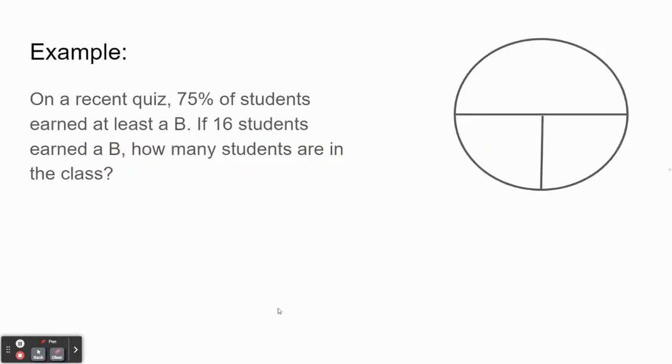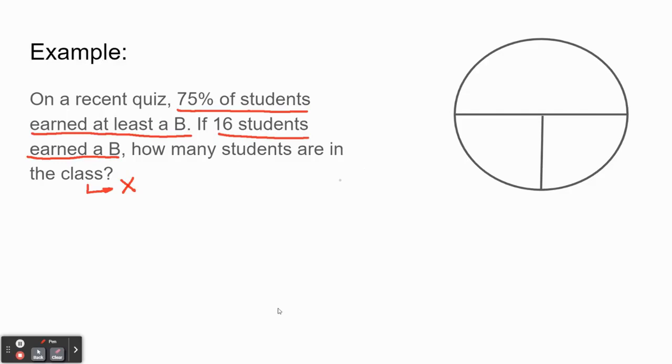So our example problem for today. On a recent quiz, 75% of students earned at least a B. If 16 students earned a B, how many students are in the class? Right off the bat, we know a couple of important things. We know that 75% of students earned a B, and we know that there are 16 students who earned a B. So we know that 75% and 16 are the same thing in this case. We don't know, however, how many students are in the entire class. Since we're going to be setting up an equation to help us solve for the unknown, we can use a variable like x to represent how many students are in the class total.